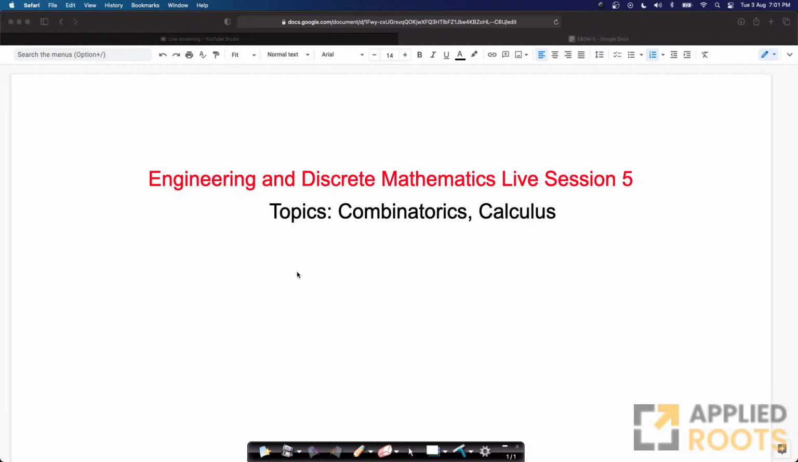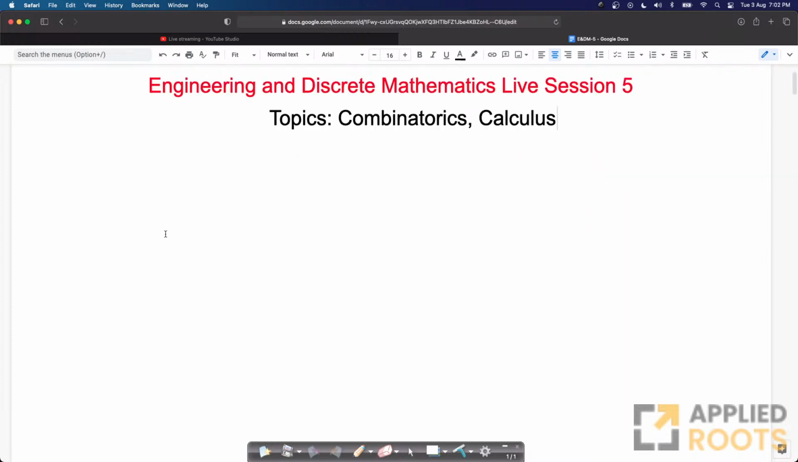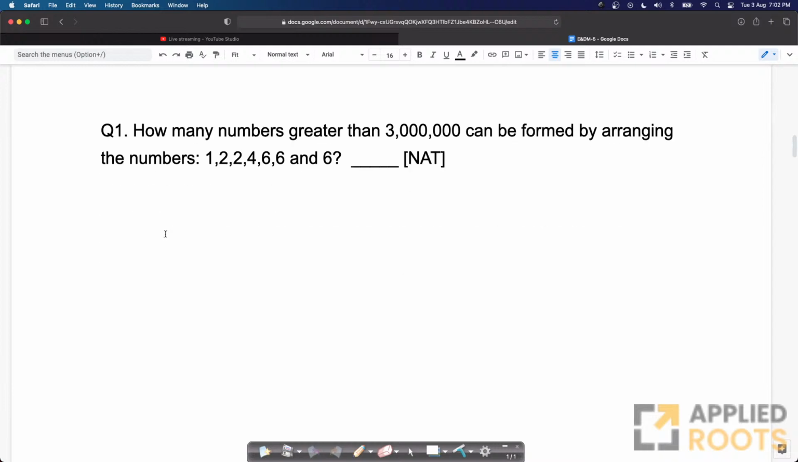Today's live session is all about a bunch of concepts from engineering and discrete math, specifically combinatorics and calculus. These topics have a little less weightage in general, but especially combinatorics can be combined with probability. And in calculus, typically you see 1 or 2 marks of questions. So let's get started with the very first question. Here is our first question of the day.